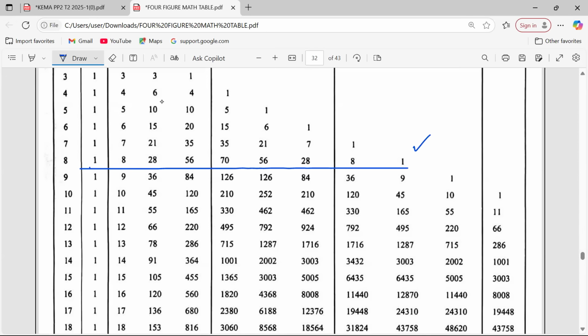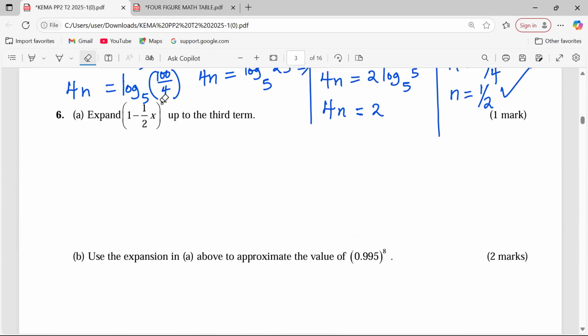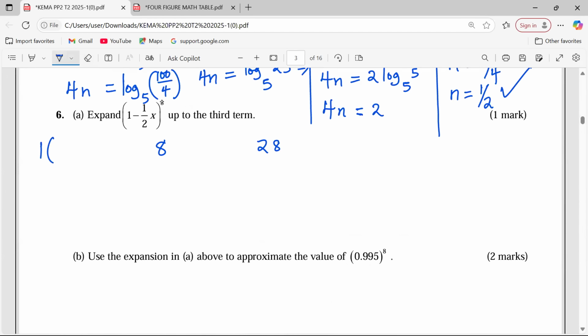But now we need it up to the third term, which means we just need 1, 8, and 28. If we were expanding fully, then we would have obtained the 9 coefficients for power 8. 1, 8, 28. So we need 1, 8, 28. That way. So in the first term, 1 assumes the whole power 8, and negative half x assumes power 0. Remember, it is negative half x, not just half.